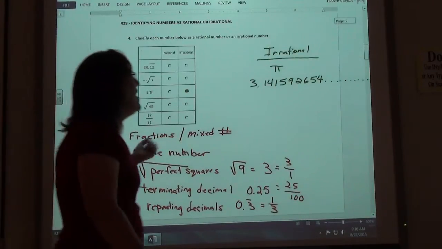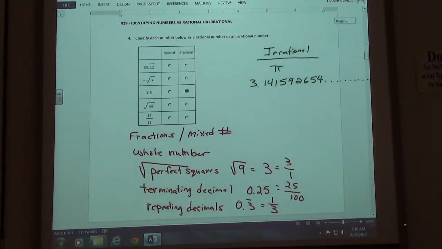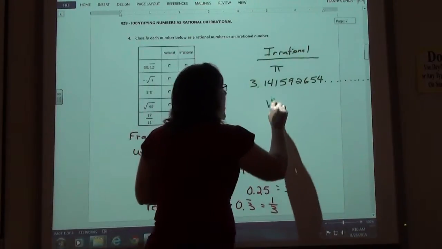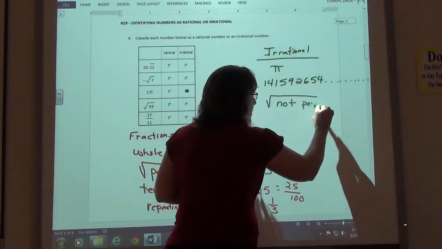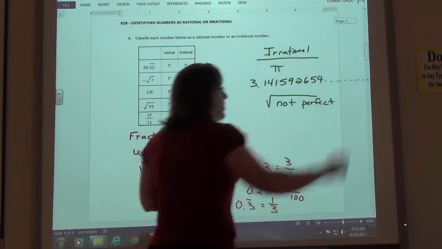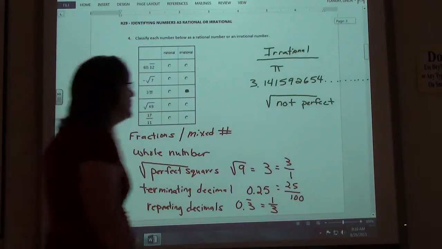The other way you guys are going to get irrational values is when you work with radicals. What's a radical? Square root, cube root, fourth root, those kind of things. They're going to do square roots. So if I do the square root of something that is not perfect, give me a number that's not perfect. 5, 7, something like that.